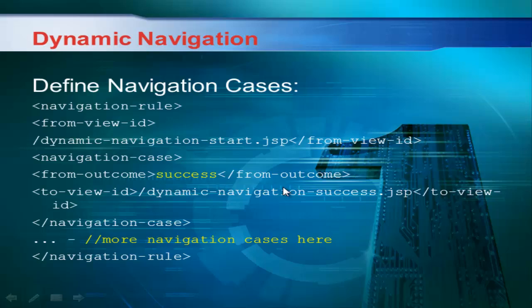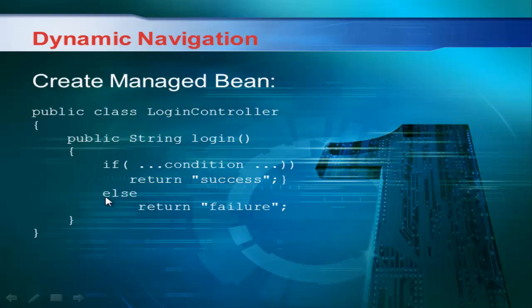What is the other way of doing it? The other way is you specify different possible options. For example, you may have two possible options, success and failure. How do you do that? In the configuration file, go here and specify navigation case, and you say that if the outcome is success from page 1, go to this page. If the outcome is failure, go to the other page. And the tags that have to be used are shown in the slide.